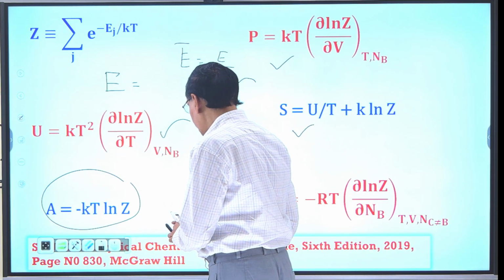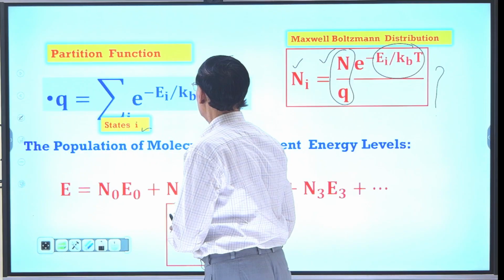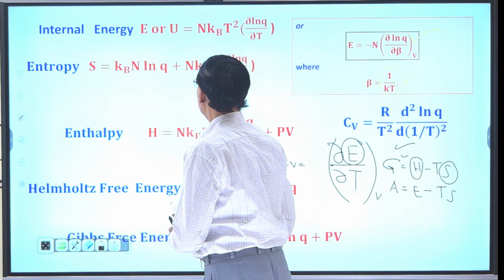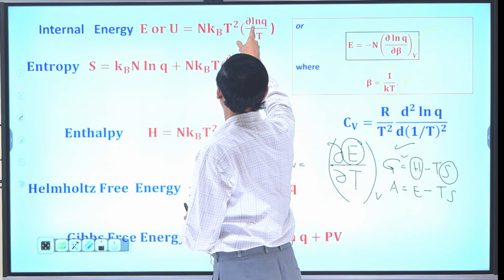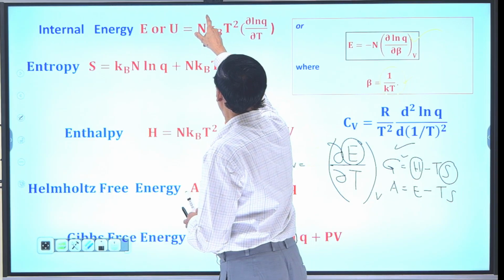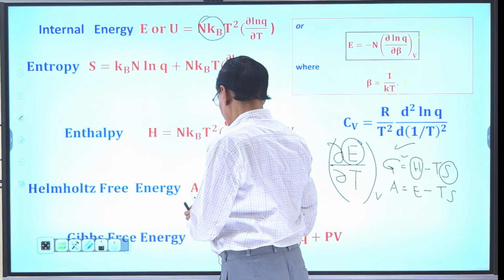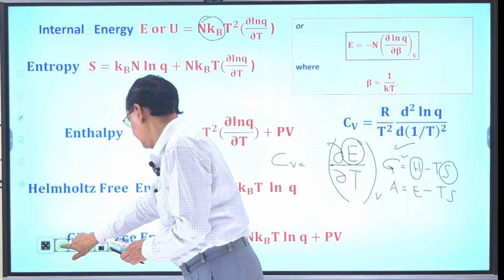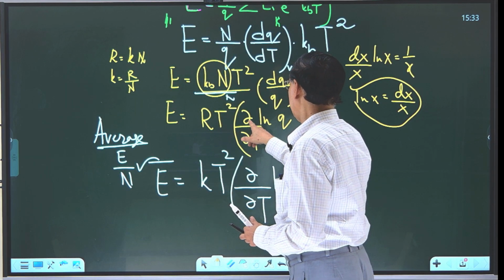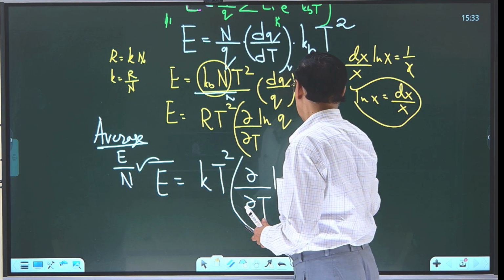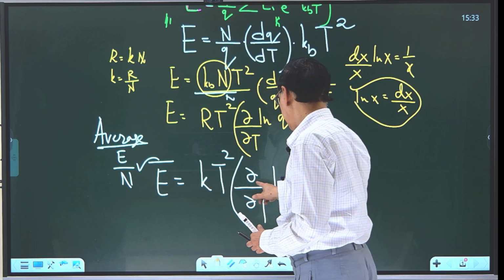This I can write like that. Now in other books like that, N K B T square d by dt natural log of Q. So N by K is R. So what I am getting, R T square d by dt natural log of Q at constant volume, E is equal to K T square, average energy is K T.